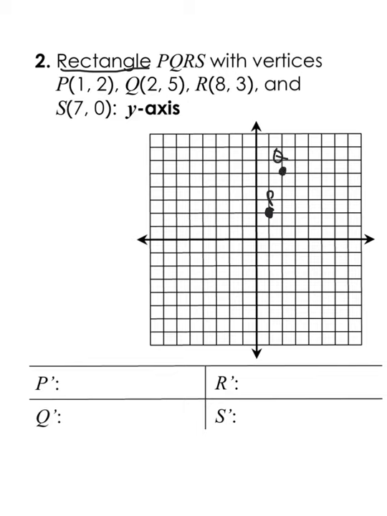R is 8, 3, so over 8, and up 3. And then lastly, S is 7, 0, so over 7, up 0.